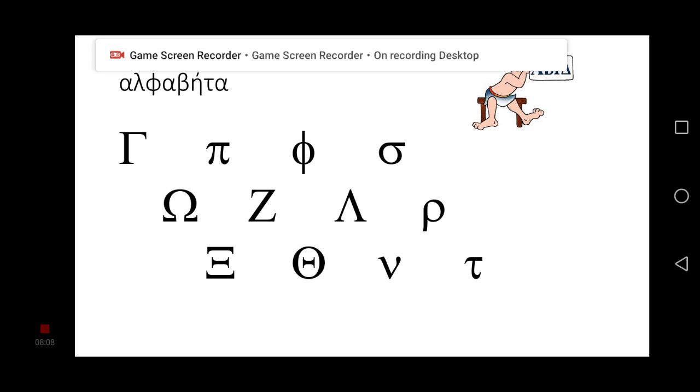And the final row, xi, theta, the. So you've got an X and you've got a th. You've got our little V, which is actually an N. If you turn it upside down, it kind of looks like an N, doesn't it? And the T, the tau. How many of those did you get? Practice them. Practice writing them. Play about with them. Put your name into Greek letters and see how it goes. Use Google Translate English to Greek to get your Greek letters or symbols on the computer.